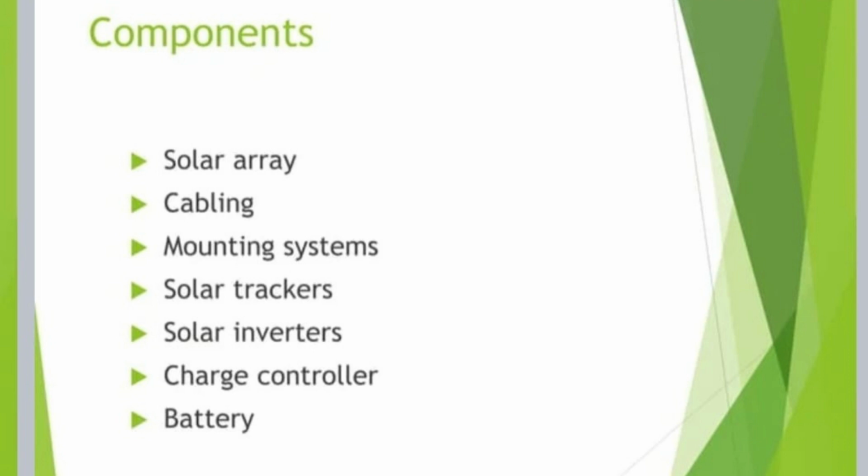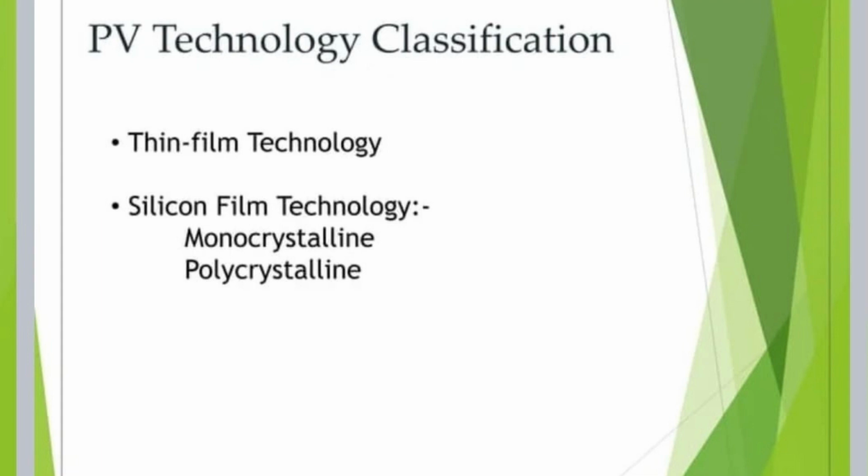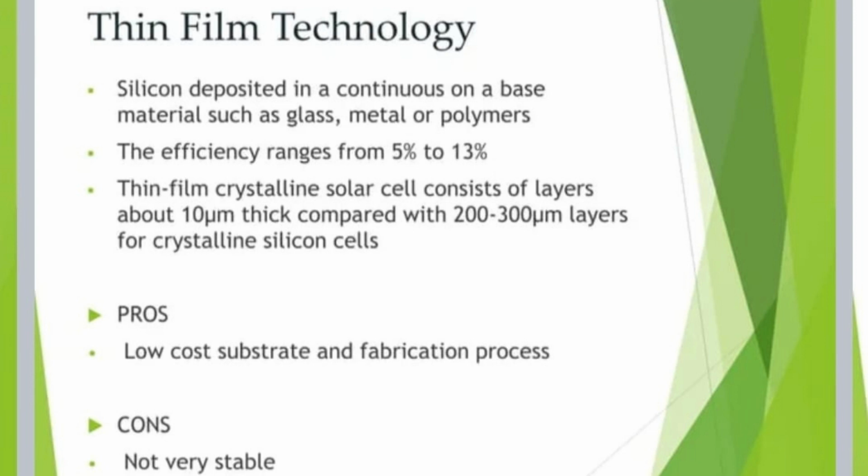Then comes the PV technology classification. It is the thin film technology, and the silicon crystalline technology, which is monocrystalline and polycrystalline. So let's discuss it one by one. First, the thin film technology.